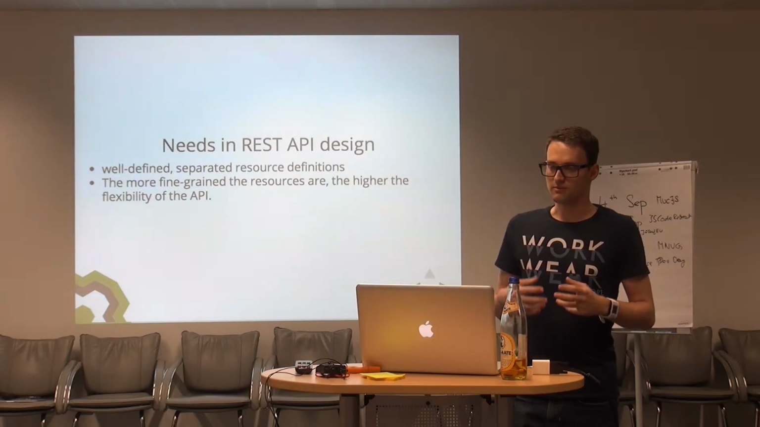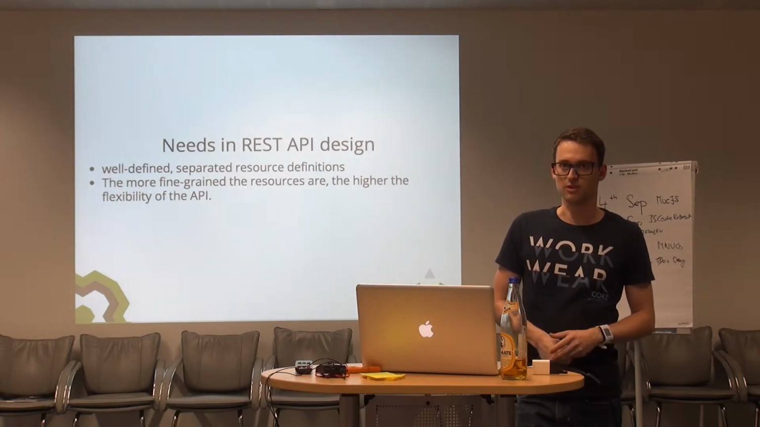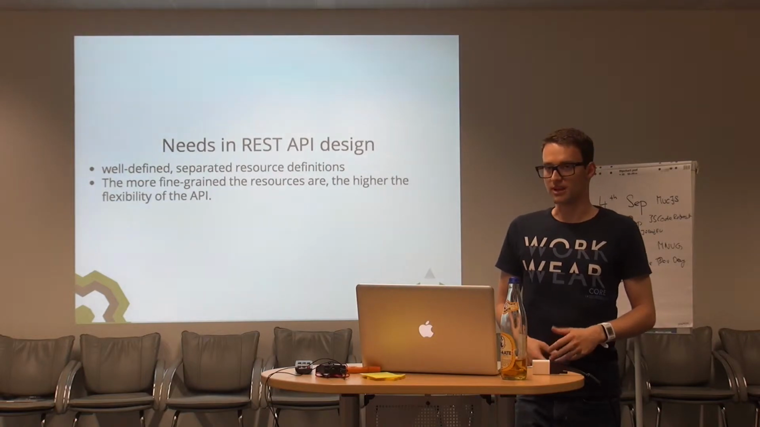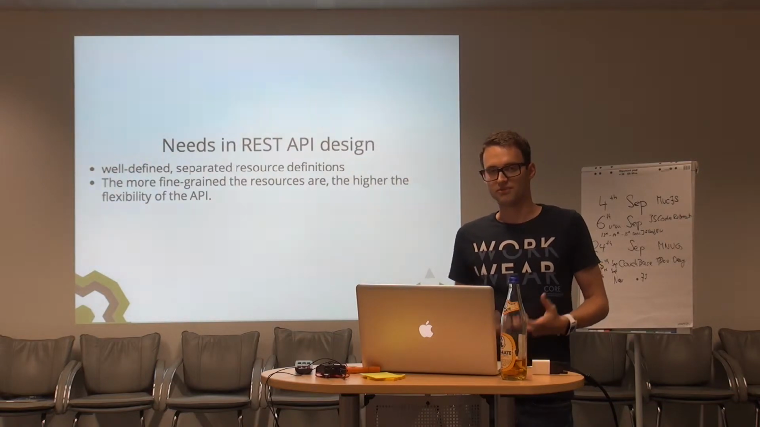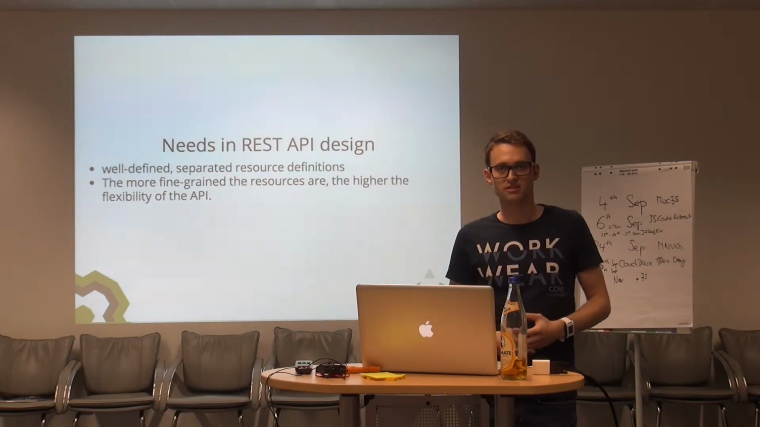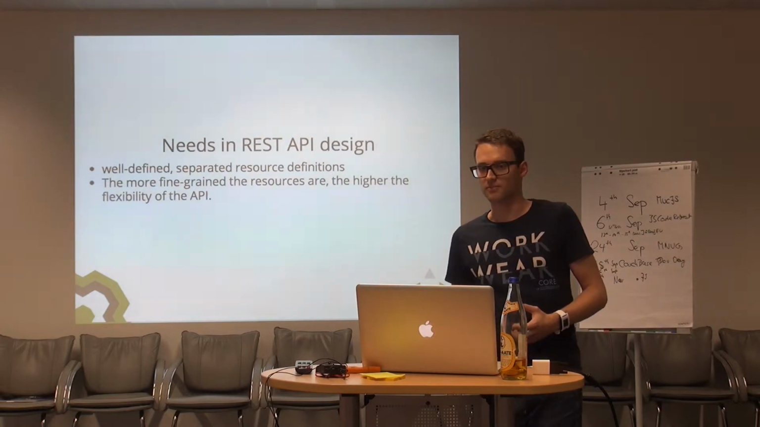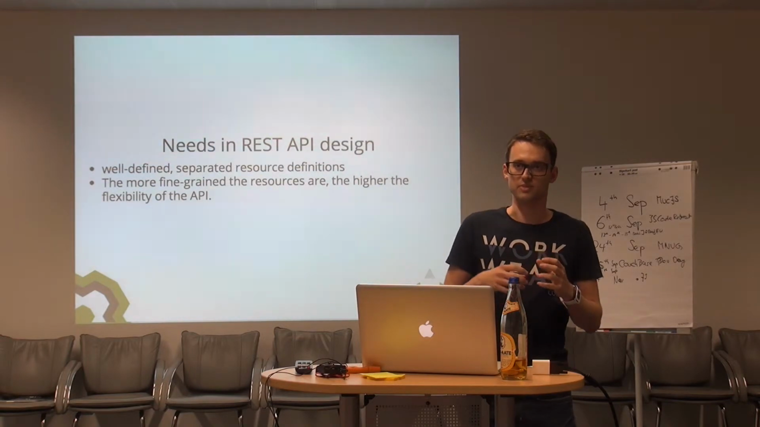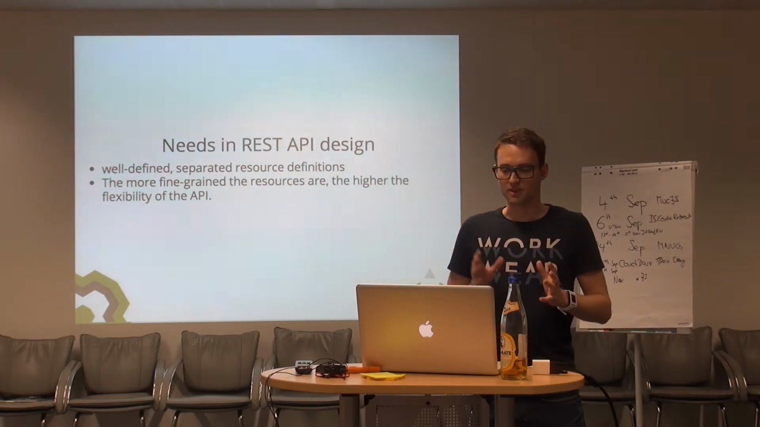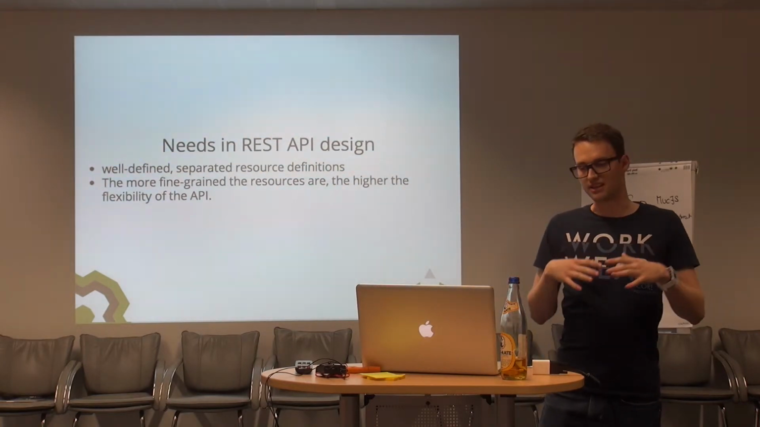So first of all, you have some needs when you design a REST API. What makes a good REST API? Well, you want to have it clean, right? But what does that mean? You have to define your models, your resources. You have to map them to URIs. And you should do that in a well-defined and separated manner. That means you don't want to couple your resource definitions together because you want to separate them to make a clean URI design on top of that.